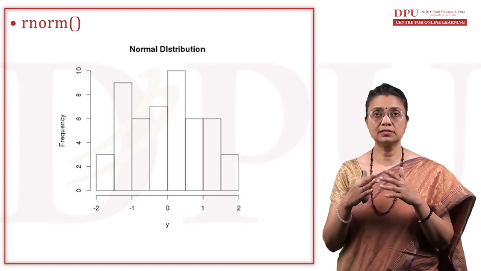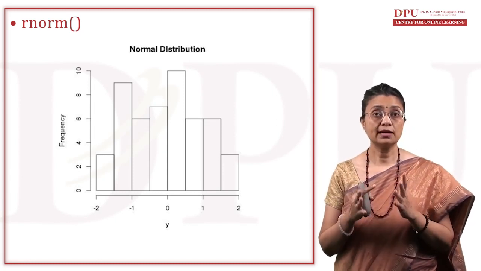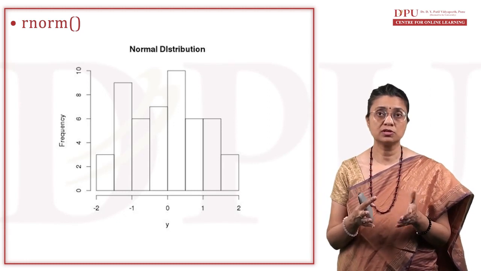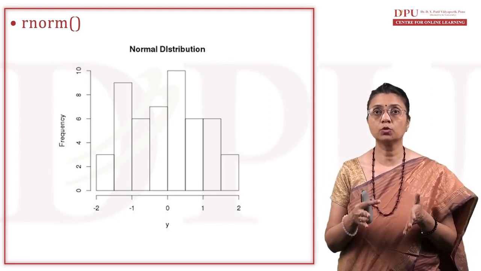And you can see that this is quite a bell-shaped curve. If we see, it is a normal distribution where it is sloping on both the sides.